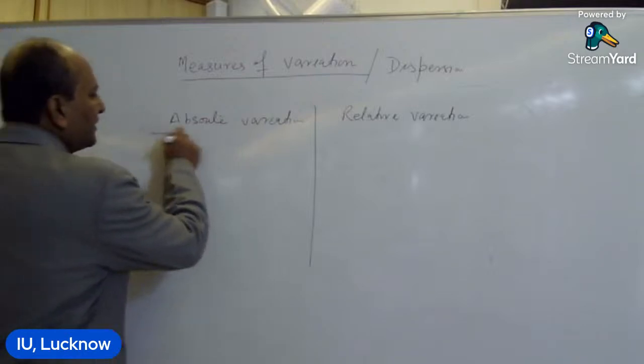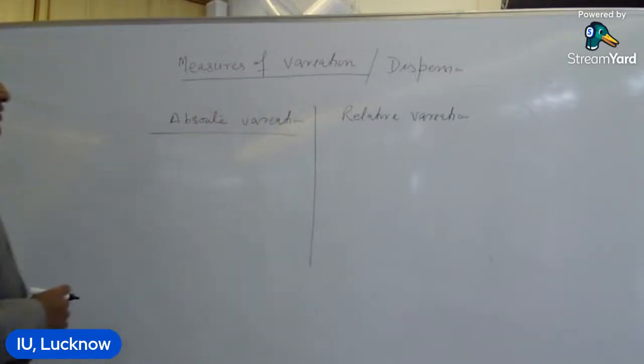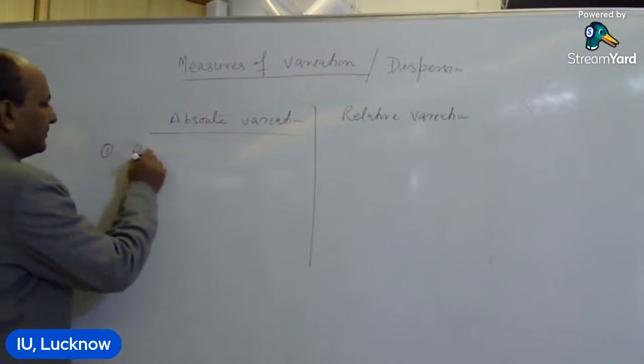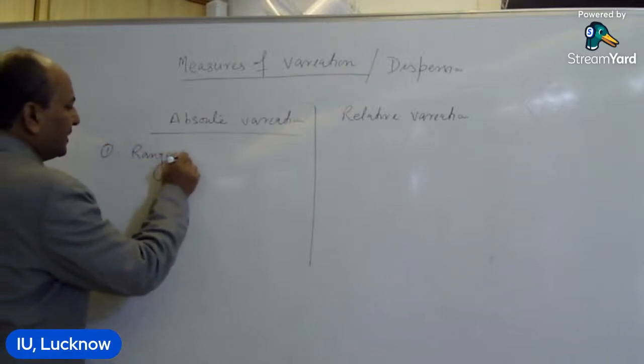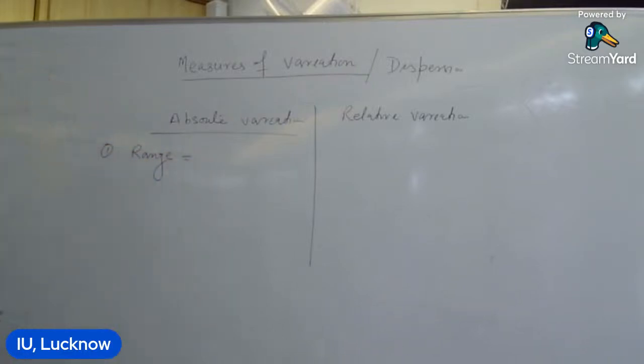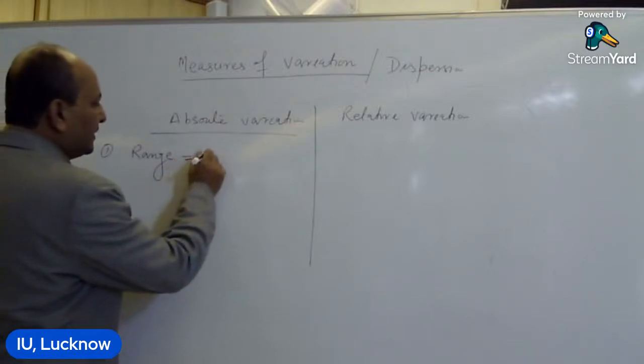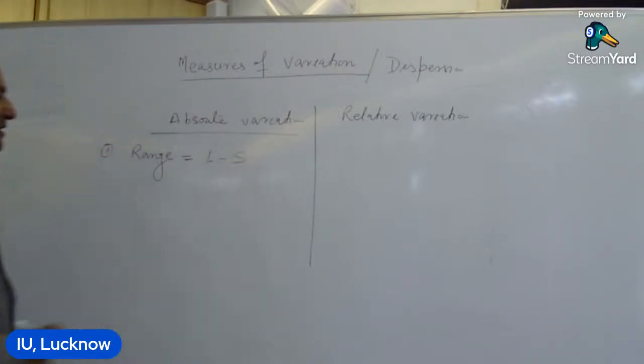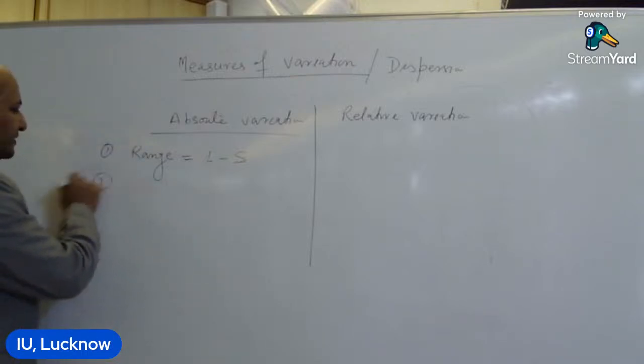So what are the absolute variations? The first one is range, and range can be computed by largest value minus smallest value. This is generally used in explaining the temperature, so maximum temperature and minimum temperature.